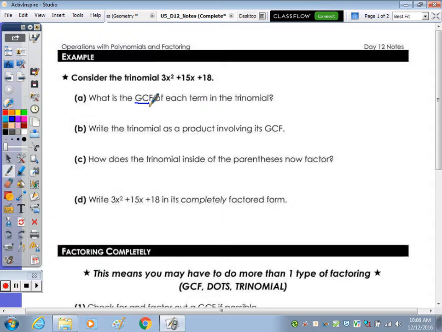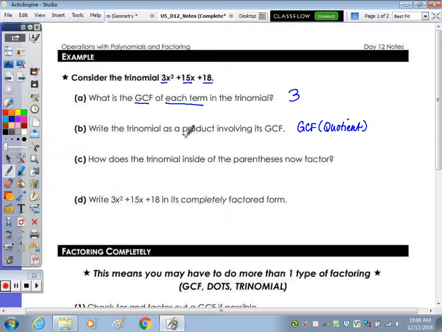The greatest common factor of each term, 3x squared, 15x, and 18: they don't all have a variable, so there's no GCF as a variable, but 3, 15, and 18 are all divisible by 3. So the greatest common factor is 3. Write the trinomial as a product involving its GCF. So the product would be GCF times the quotient.